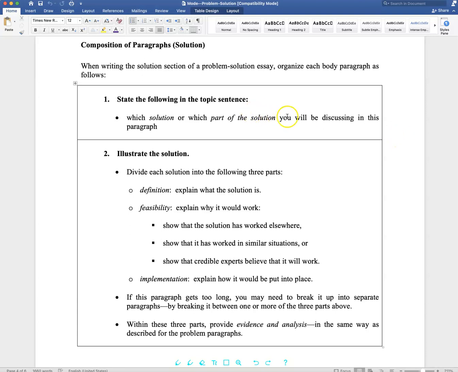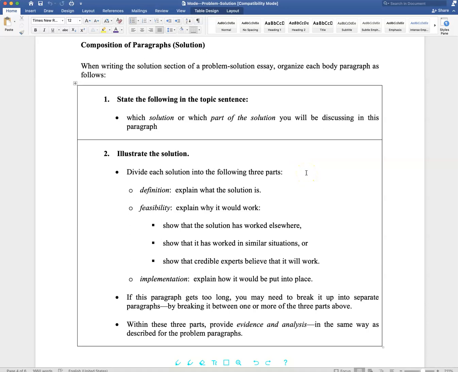So at the beginning of the solution paragraph, you need a topic sentence that says which solution or which part of the solution you're going to be discussing in this paragraph. And it's really important for your first solution paragraph to have some strong signaling language that lets the reader know that you're now switching from problems to solutions. So using the word solution or solve or a synonym of that would be very advisable. All right, and you want to be as specific as you can about what your solution is here so the reader can understand it right away. Then you illustrate the solution.